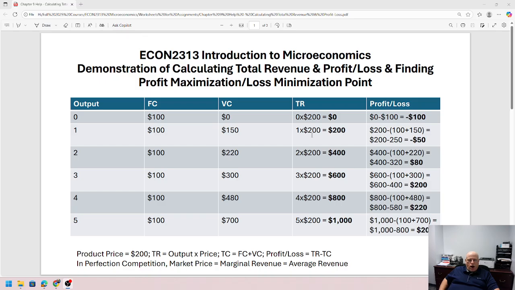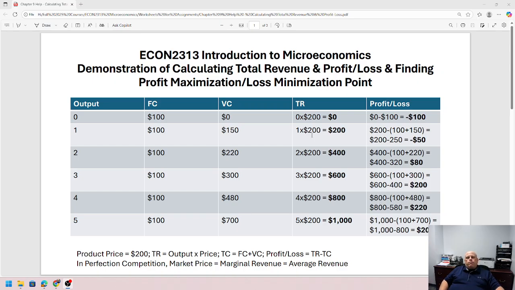Now, for the first unit of output that we produce, our total revenue is again just the quantity of output, in this case 1, times the product price, which is $200. So our total revenue is going to be $200 at an output level of 1. And you can basically do the same thing all the way down. So 2 times 200 for the second rate of output. Your total revenue is going to be 2 units of output times the $200 product price, so it's going to be $400 total revenue. You just do that all the way down. It's just the output times the price.